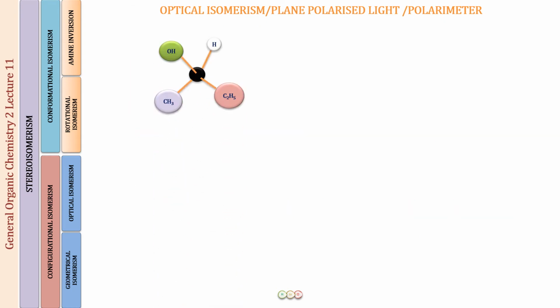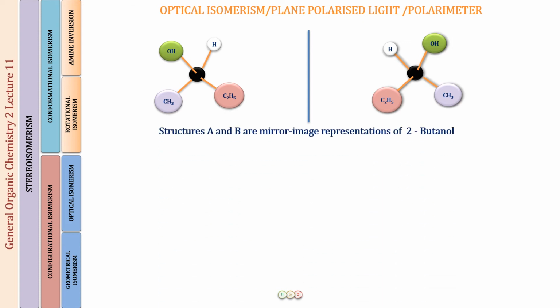So now this is 2-butanol and this is its mirror image. Again 2-butanol, both are chiral compounds, both are enantiomers of each other, and both are optical isomers of each other. Why are they optical isomers? Because they rotate the plane of polarization differently. Now I hope you understand. One is going to rotate the plane of polarization in the clockwise direction and one is going to rotate the plane of polarization in the anti-clockwise direction.